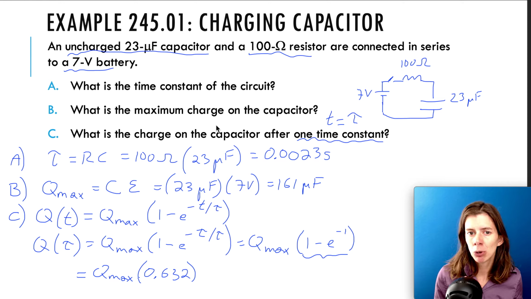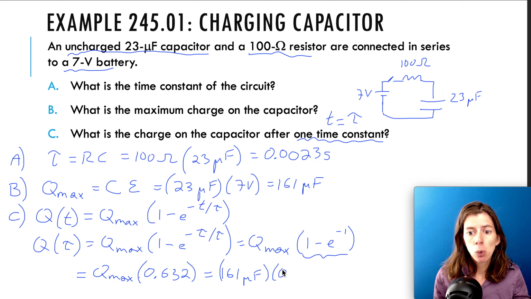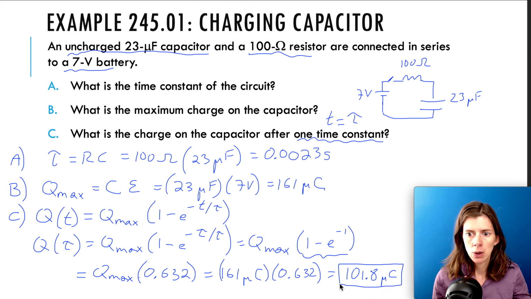You don't have to memorize these numbers, but you have to understand that they come from the exponential function. So if we multiply 161 microcoulombs times 0.632, that's going to give us 101.8 microcoulombs. Sorry, I put farads here. Mistake. Charge is measured in coulombs, not farads. All right, that is it for this example.